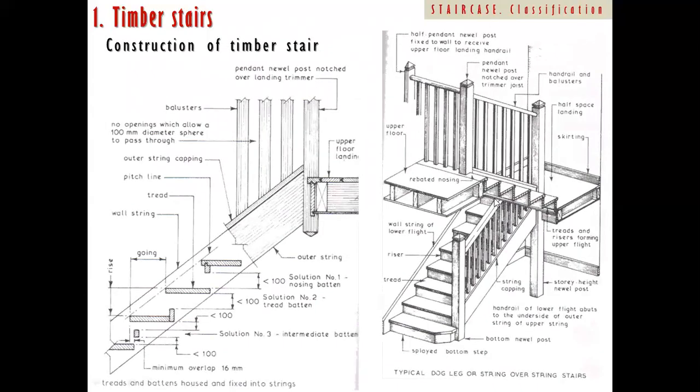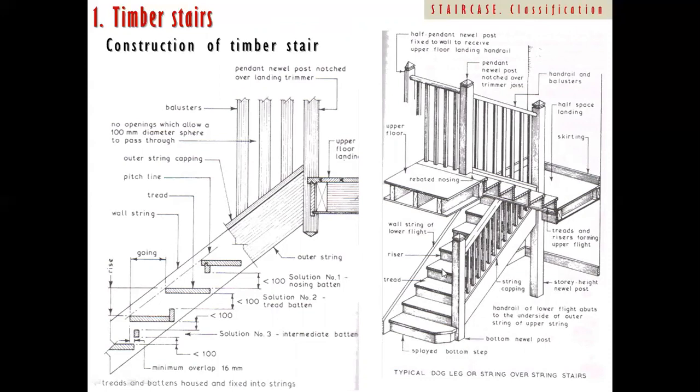This is another view. So you can see the two flights. You can start from here, then there will be a landing, and then that is how you can go to the upper floor. So you will start from here again. This is my tread, this is my riser, this is my nosing, this is my stringer.